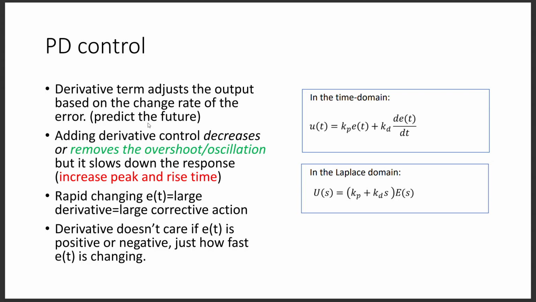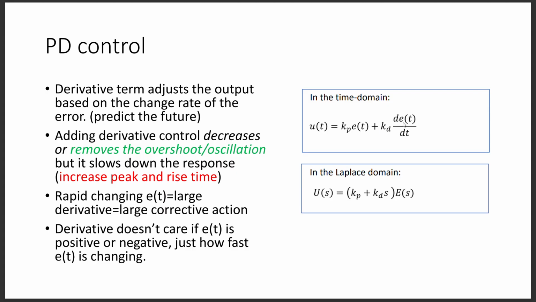So adding derivative control decreases or removes overshoot. That's what we want. That was the problem with proportional control. But now it has some problems. What's the problem of it? It slows down the response. Notice that derivative control does not care if your error is big. It doesn't care about the actual value of your error. It only reacts to the rate of change of error.